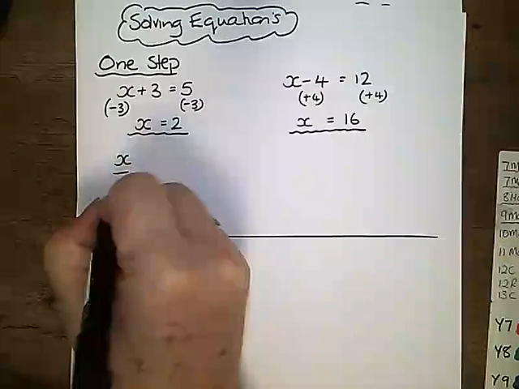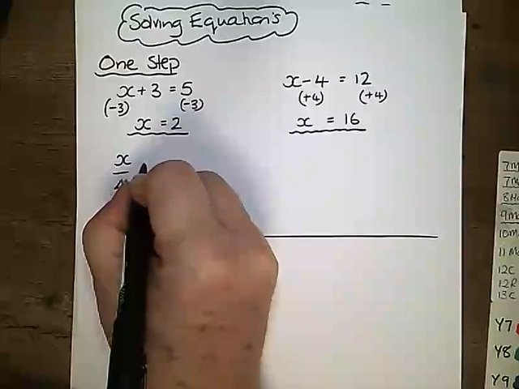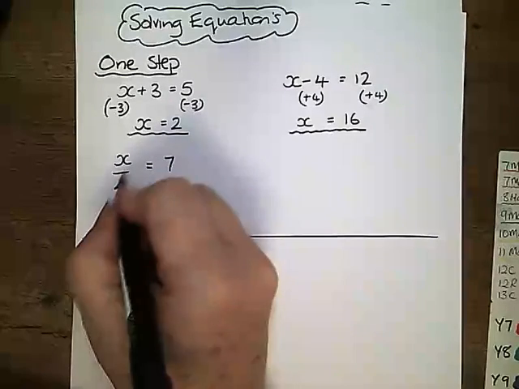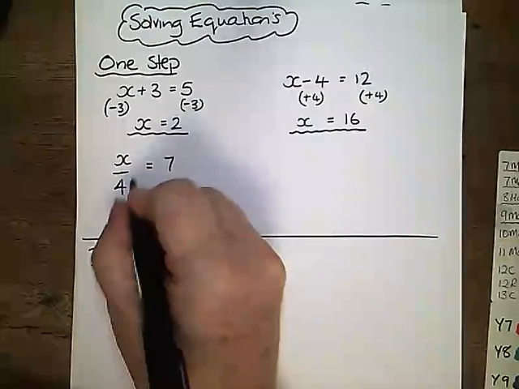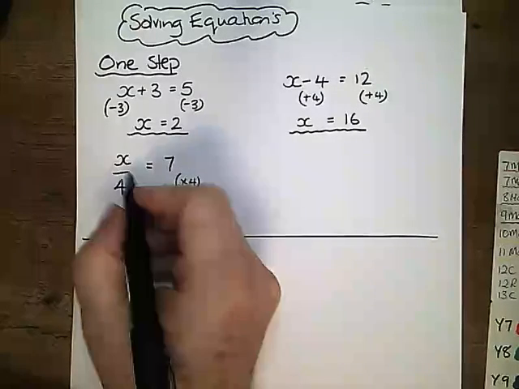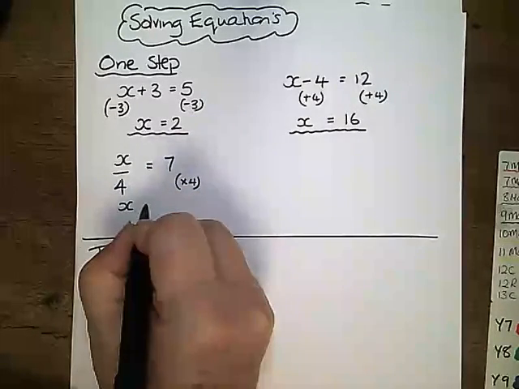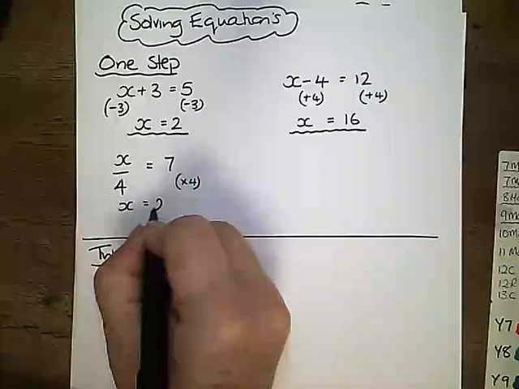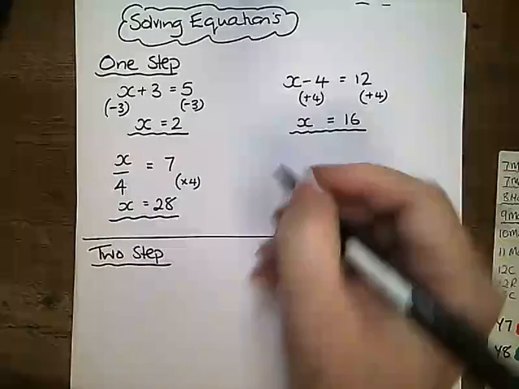If we have a fraction in the equation, x divided by 4 is 7. We need to do the opposite of divide by 4, which is times by 4, both sides. That would make this a whole x, and 7 times 4 is 28.